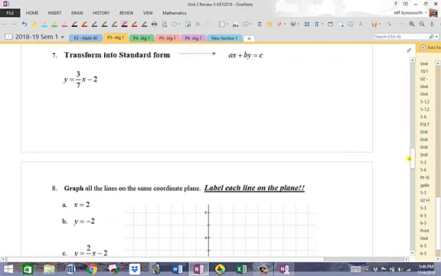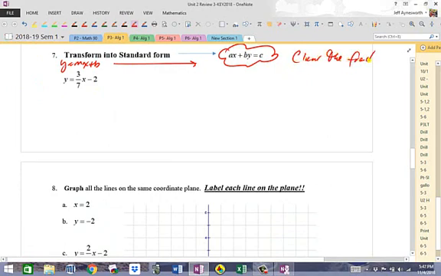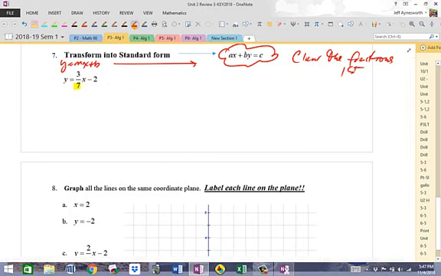All right. Next one here, you got to go from slope-intercept form, which is y equals mx plus b, into standard form, which is ax plus by equals c. That means variables on one side, all right? The thing here is you got to clear the fractions first. So whatever the denominator is, multiply by it. Okay, so multiply both sides by 7.